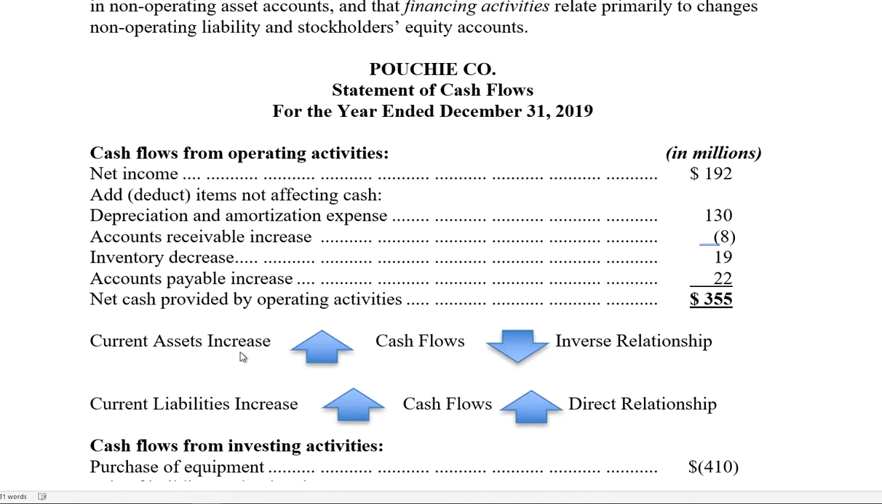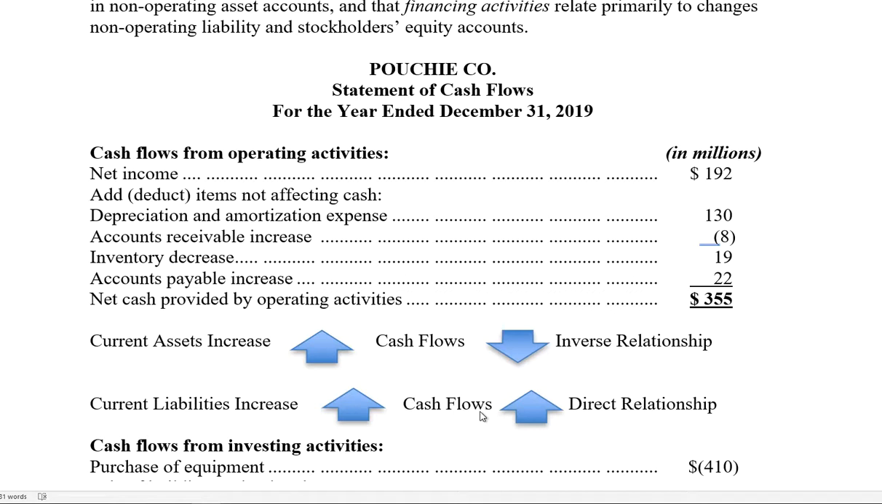If current assets increase in a cash flow problem that you may have, then cash flows are going to decrease. All right, so there's an inverse relationship between current assets and cash flows, right? Current assets go up, cash flows go down. If current assets decrease, then cash flows will go up. So it is still an inverse relationship, you see. And then current liabilities, same way. If there's an increase, then there's a direct relationship, so cash flows go up. Increase means increase, right, for liabilities.